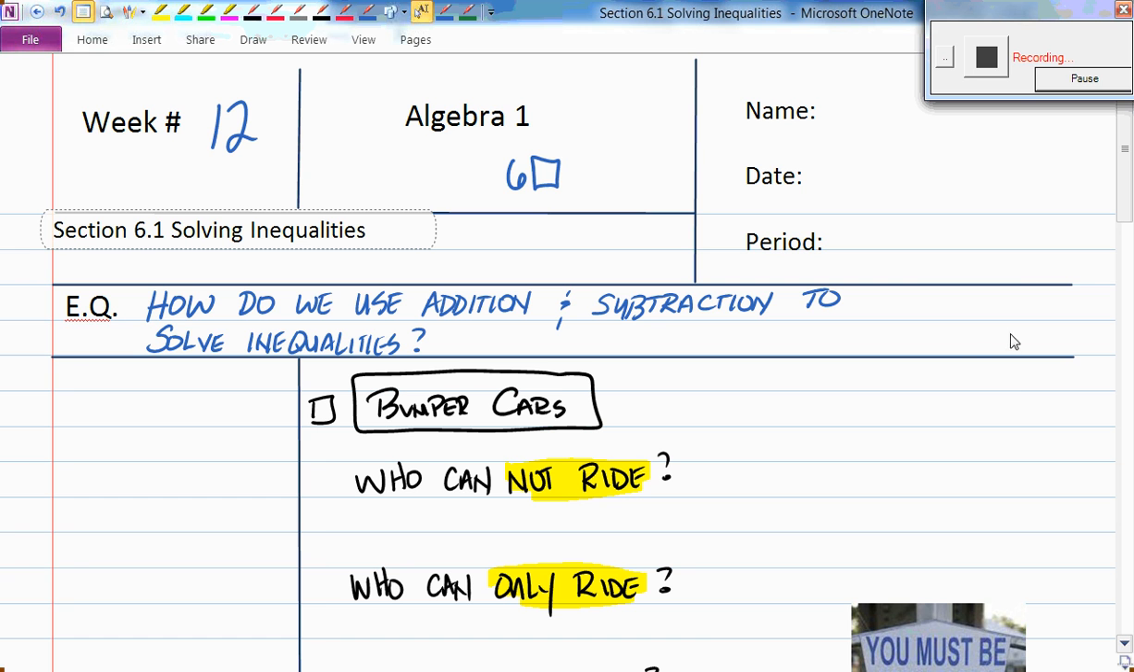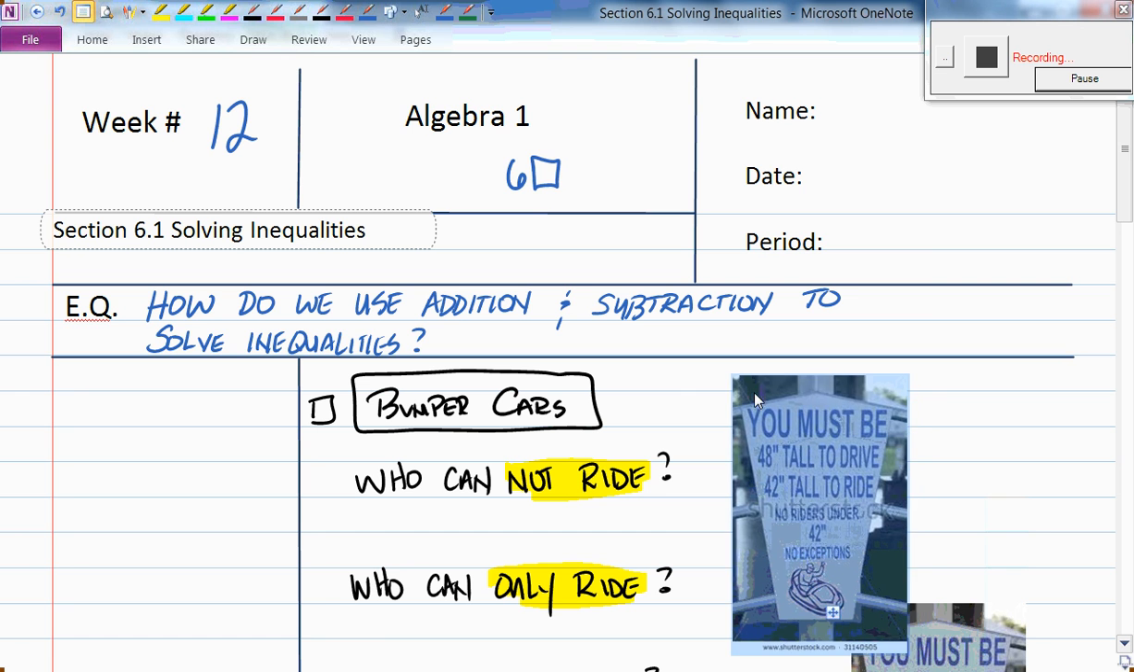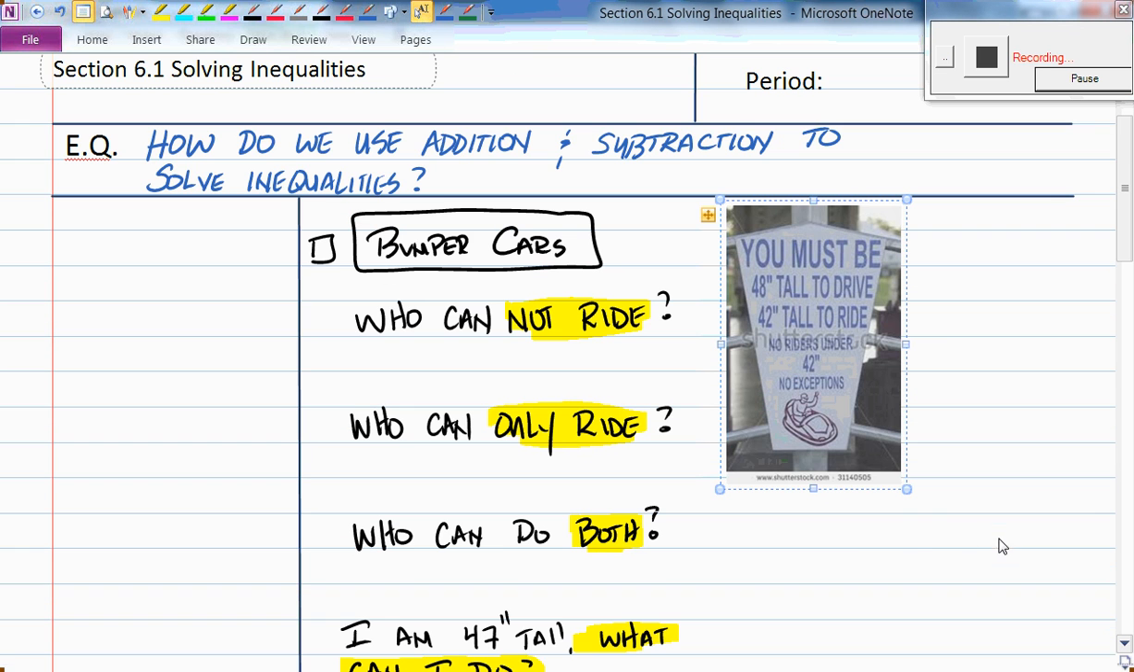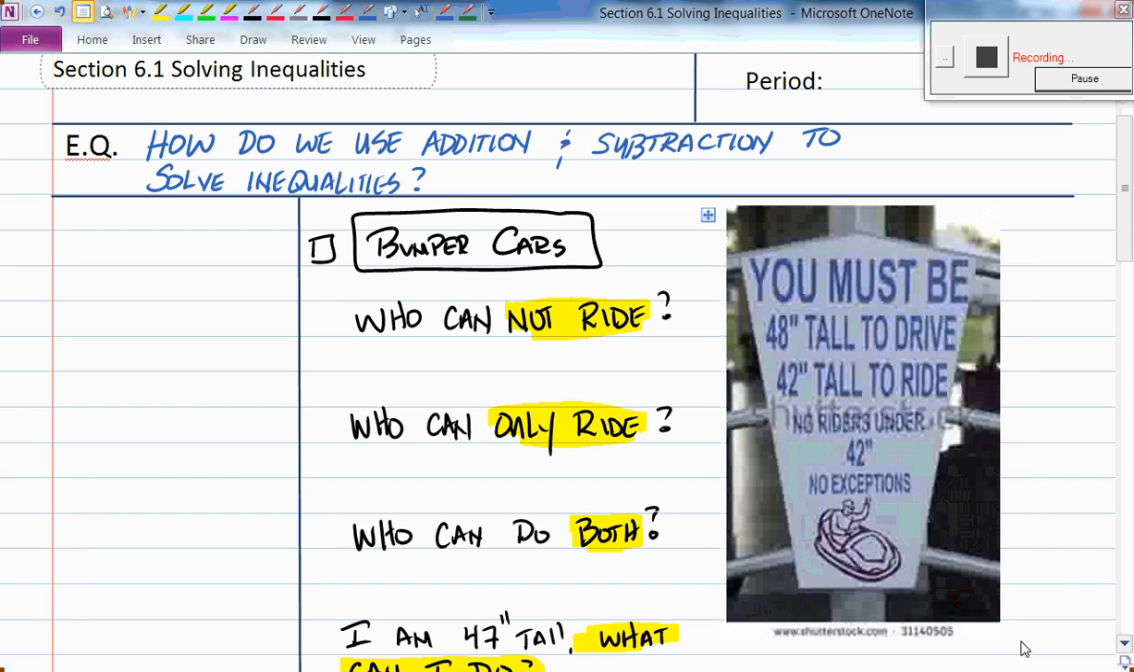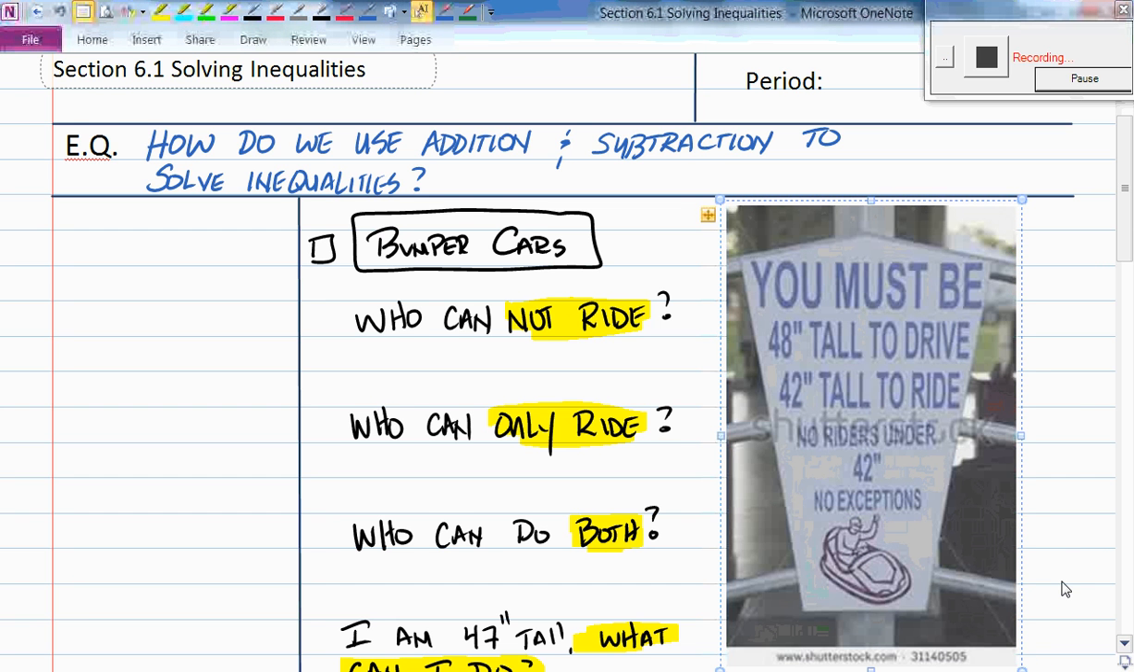So the first idea here, I'm going to show you a picture, all right? And this picture has to do with some bumper cars. All right, here is the bumper car picture. I'm going to move it up, and I'm going to make it a little bit bigger for everybody. And I just want you to answer these questions by yourself and jot down what you think the answer is.